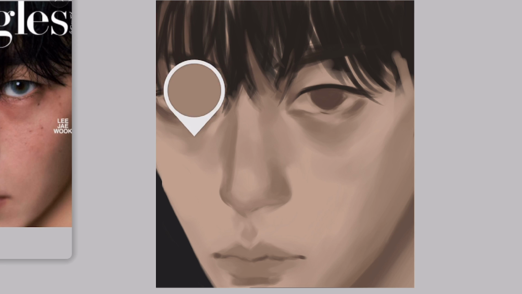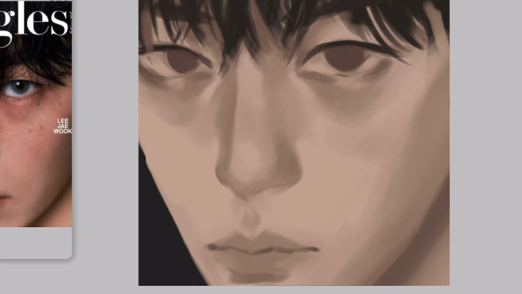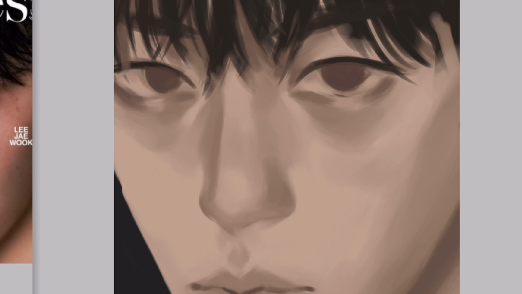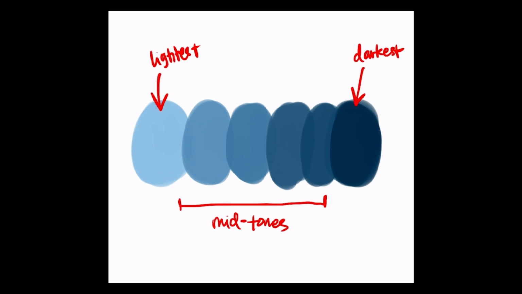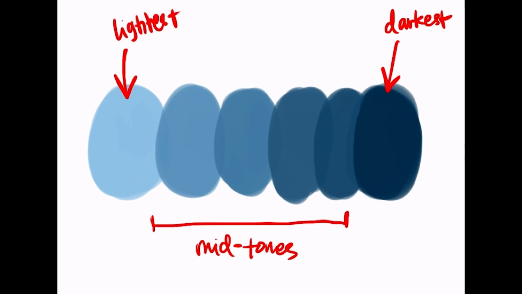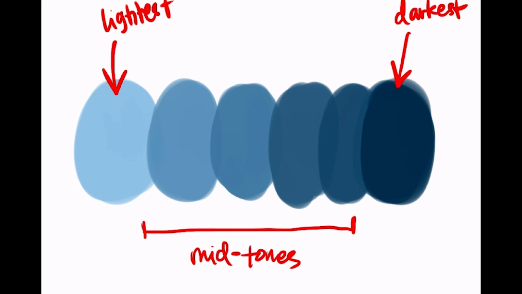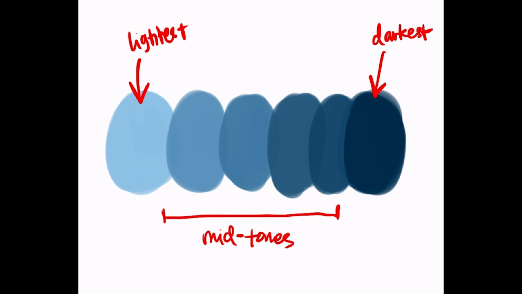Always use a low opacity brush so you can slowly build the shadows around the eye bags and paint them more naturally. Don't forget to alternate between dark and light colors. Oh, almost forgot. Don't forget about midtones as well. If you don't know what that is, just look at this image. I'll give you 3 seconds. Or you can just pause.